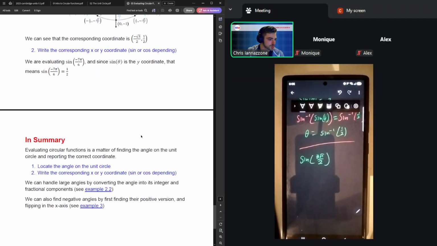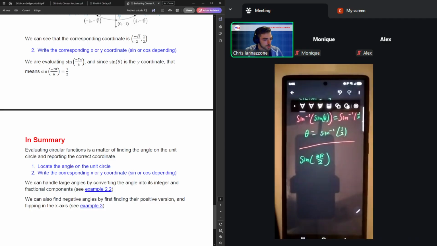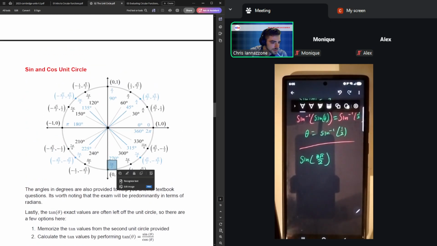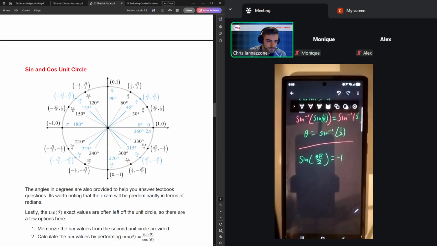I'll also get a screen grab of the summary so you can see the steps. It's a two-step procedure. Step 1 is just locating the angle that we want on the unit circle. This angle is 3 pi on 2. So we look at our unit circle. There it is, 3 pi on 2. Next, based on the coordinates that are provided to us, we're going to give either the x or the y. Sine is the y, cos is the x. So, if sine is the y, that means we're going to report -1 as our value here. And that's it. Two-step procedure.